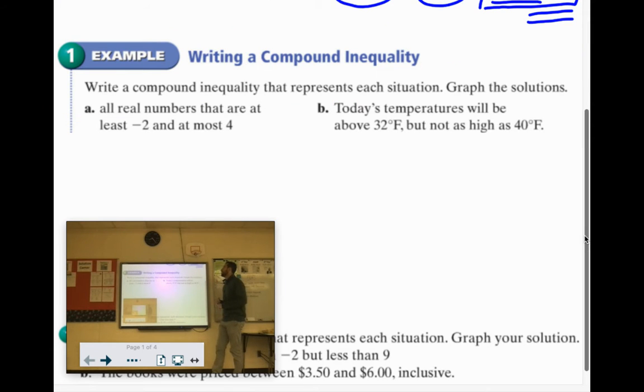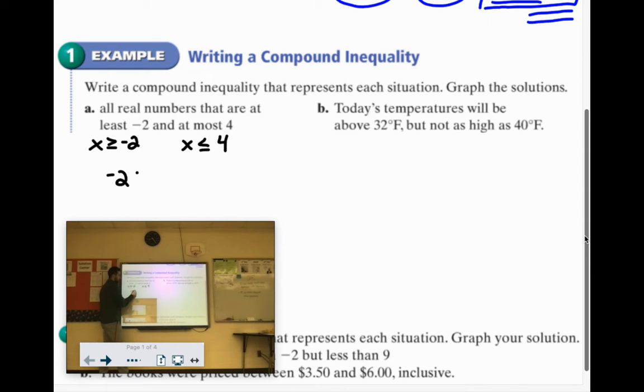Write a compound inequality that represents each situation and graph the solutions. All real numbers that are at least negative 2 and at most 4. At least negative 2 would be greater than or equal to negative 2. At most 4 would be less than or equal to 4. If we mush this together, negative 2 is the smaller, so it would say negative 2 is less than or equal to x, which is less than or equal to 4. The arrows always face the same way with a compound inequality.